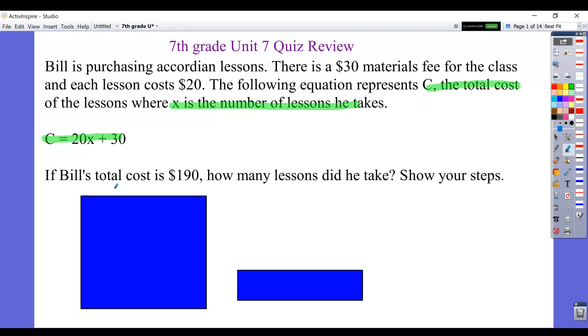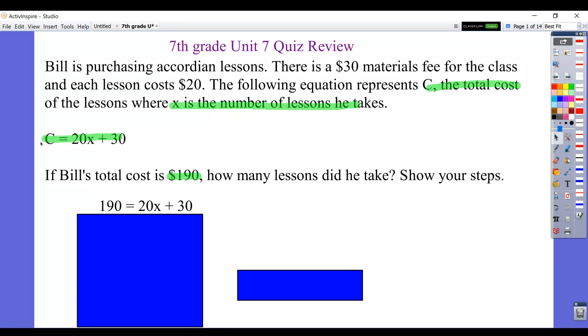All right. So then the second part basically says if his cost is $190, how many lessons did he take? So even though they gave you the setup, they also gave you the equation. And so you're simply going to insert the fact that the total cost is $190 and solve to figure out how many lessons he took. So we're going to take this equation and replace the total cost with 190, and we're going to be solving for X, which is the number of lessons he took.